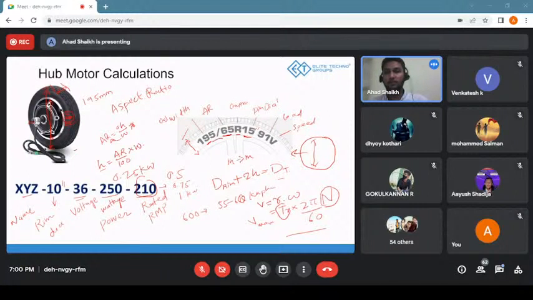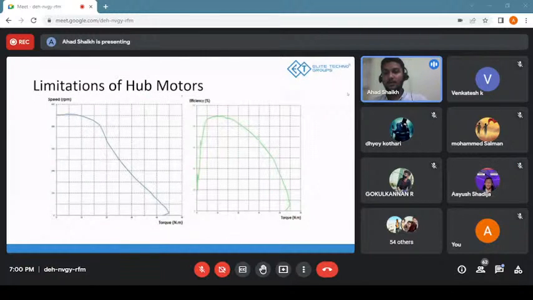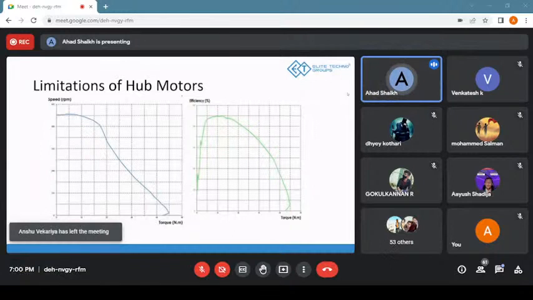Okay, you will also notice this when you try to do projects. So shall we move ahead? Is this clear to you guys? Yeah, sure. Cool. So now let's talk about some other aspects of the BLDC hub motor as well.